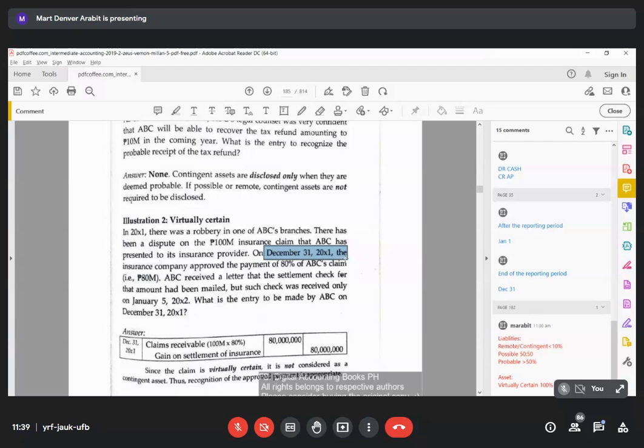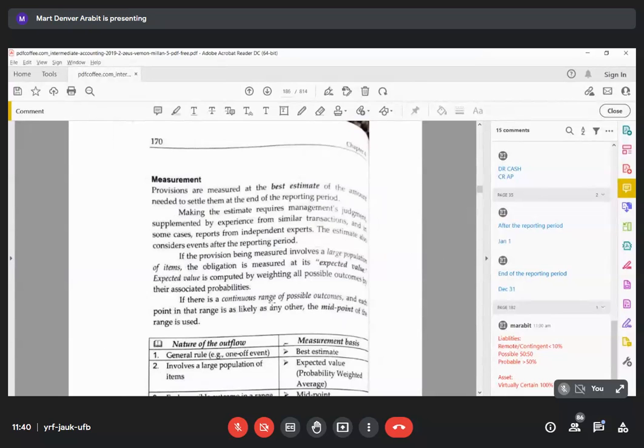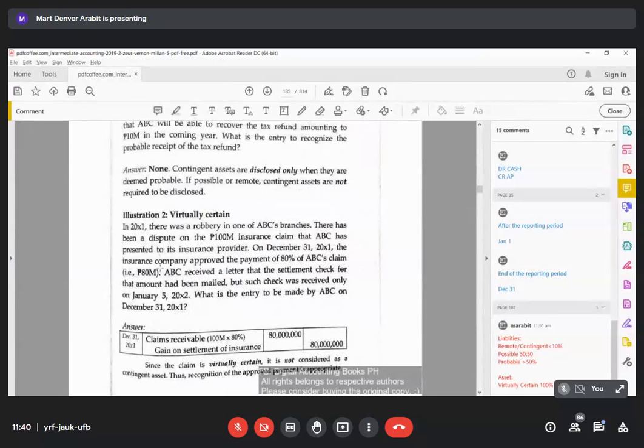Number 2, hanapin mo if, again, the person of authority already approved yung repayment or refund. In this case, the insurance company already approved it on December 31, 2021. Therefore, you have to record it, to recognize it, and at the same time, pasok siya sa entity's reporting year. Then yes, there should be recognition of contingent asset. So in this case, i-record natin siya as claims receivable because yung check is received lang noong January 5, which is after the reporting period, and credit to gain on settlement of insurance.